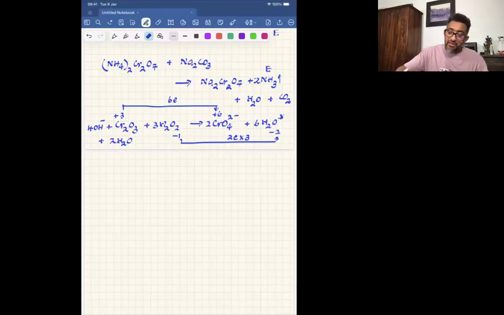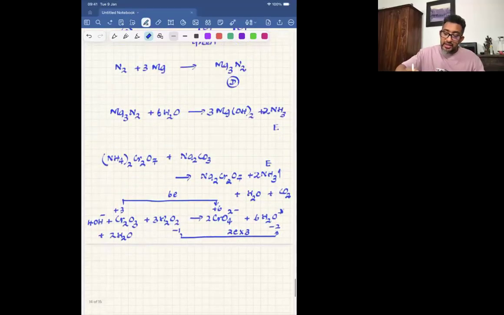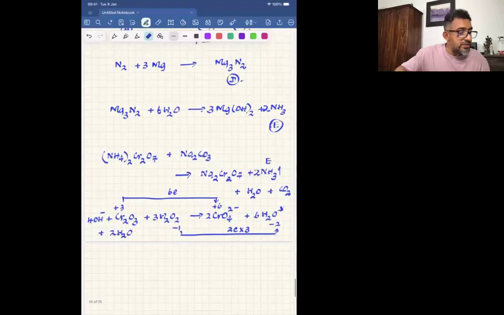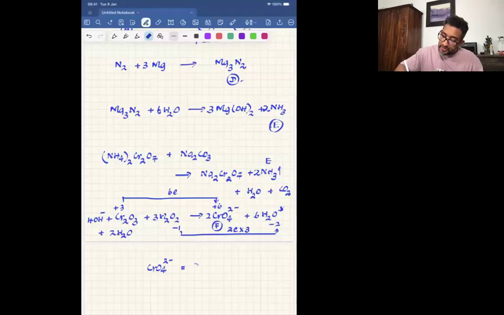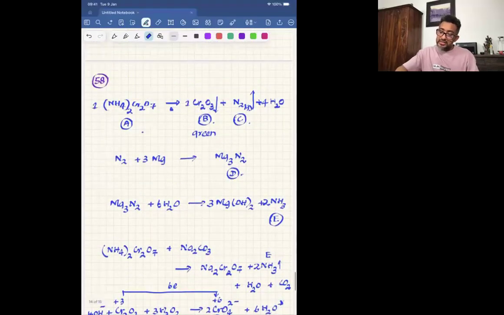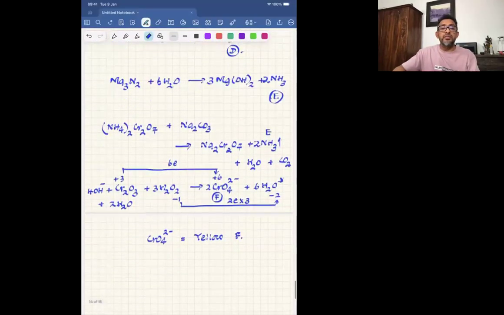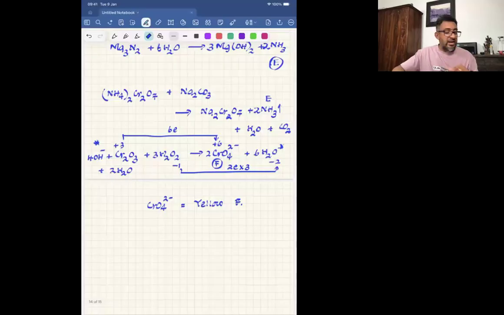So A, B, C, D, E, F. I think we have labeled them. A is this, B, C, D. This is E. And then there is F. What is F? F is the yellow colored solution. F is this one, chromate ions, CrO4 2 minus, the yellow colored one. Balance the chemical equation for each reaction. I gave you all the reactions here, but I'm not sure whether this last reaction is balanced. Please check that. We have done this reaction many times earlier.